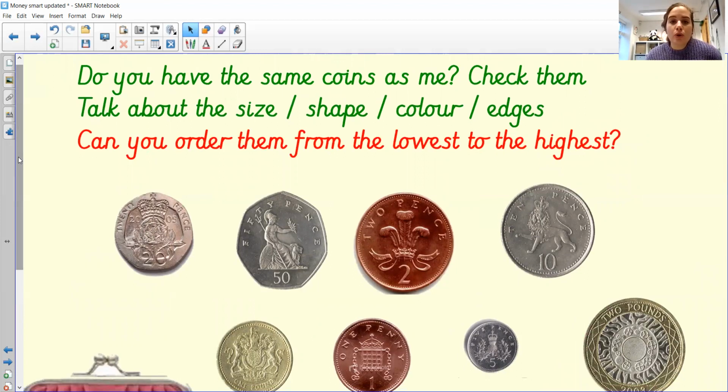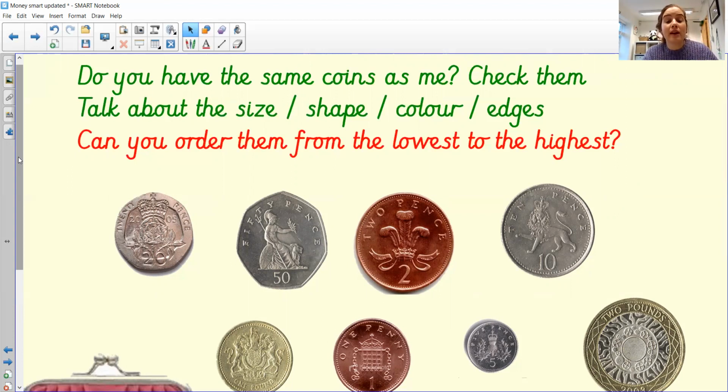And I want you to talk in your classrooms or at home about the size, the shape, the colour, how many edges has it got? Let's think about our shape that we did the other week. And can you order them from lowest to highest? So in terms of their value, what they're worth, can you order them from lowest to highest? So pause the video now and then we'll come back and we'll do this together.